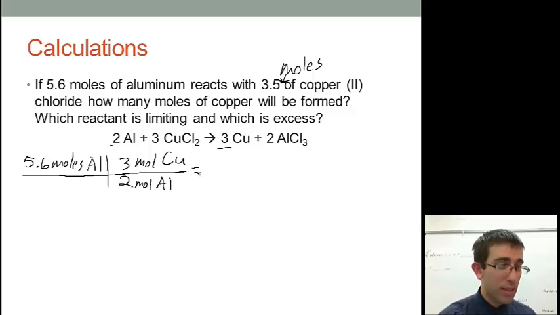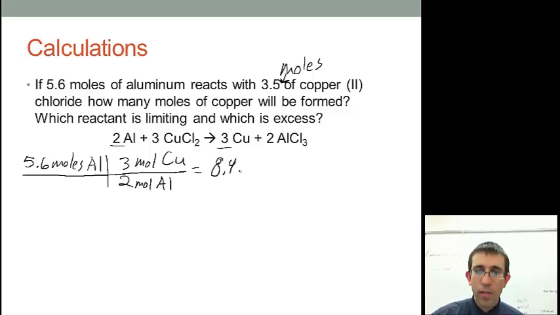I'm now going to plug these into my calculator here. And I've got 5.6 times 3 divided by 2. Alright? And I get 8.4 moles of copper. But wait, we're not done. We need to put this other one into a flow chart. We're going to do the exact same thing.